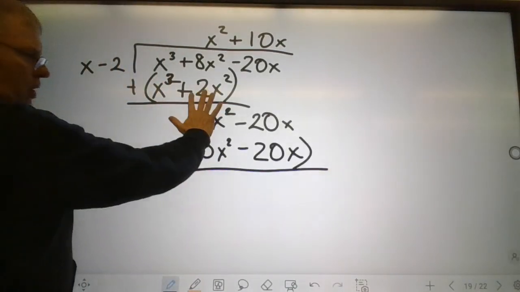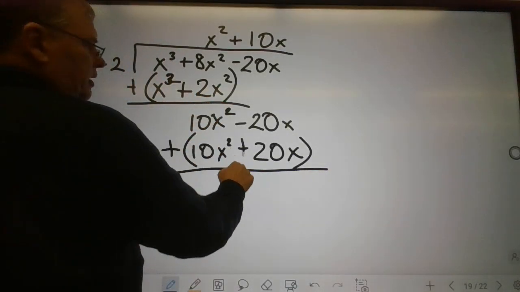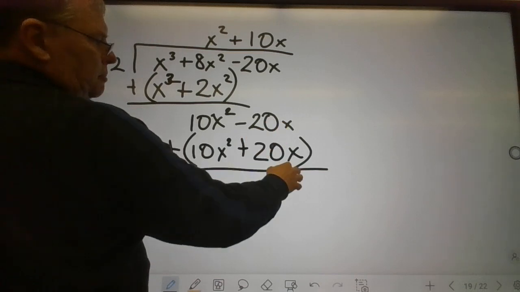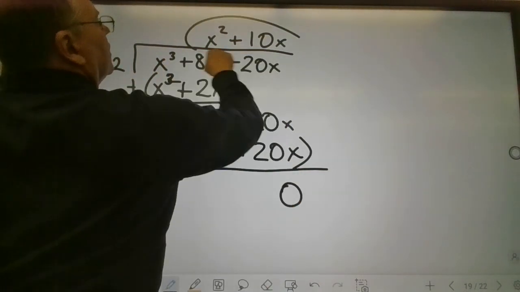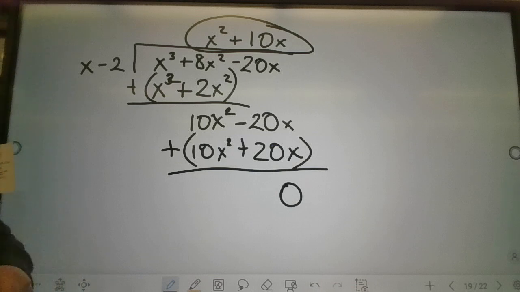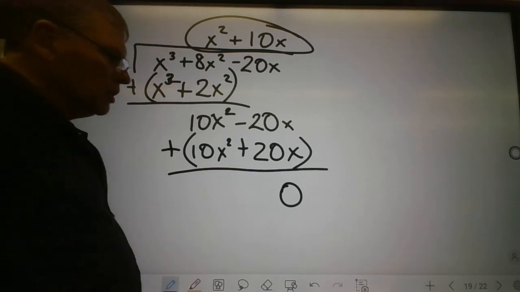10x squared minus 10x squared, that's gone. Subtracting the negative, and a negative 20 and a positive 20x. All good. No remainder. There's my answer. Yeah, we could have reverse FOILed this one perhaps, but good practice to do the long division as well.